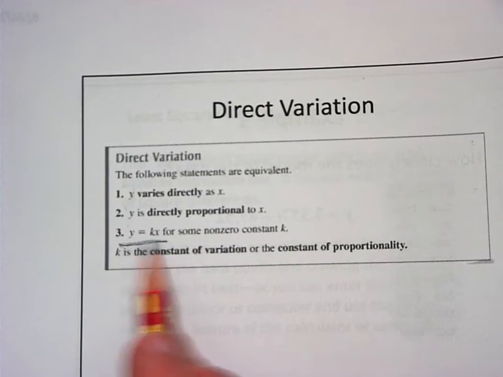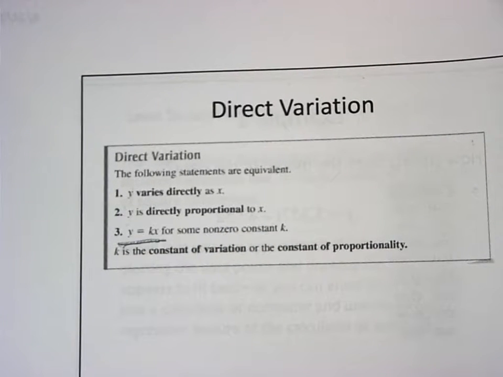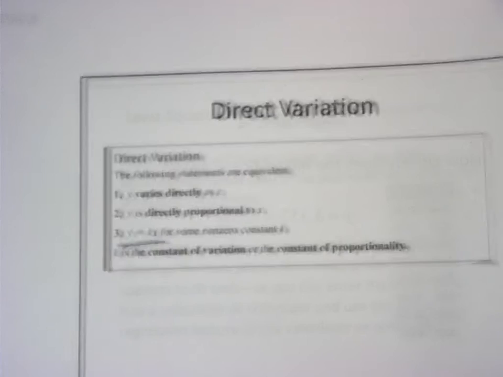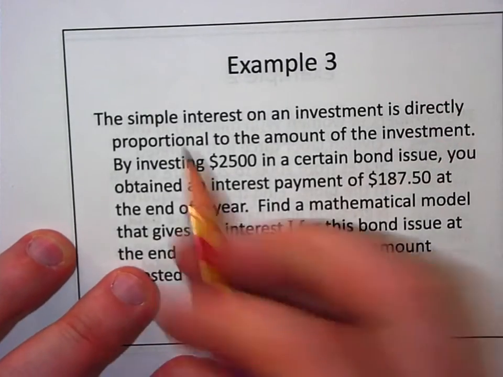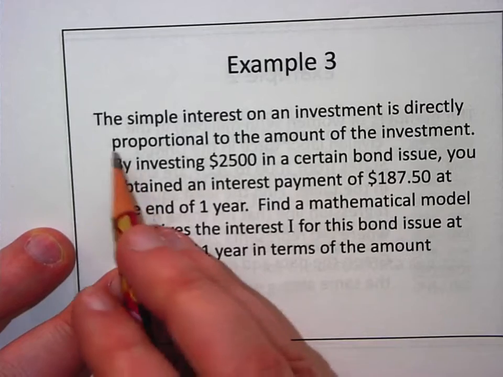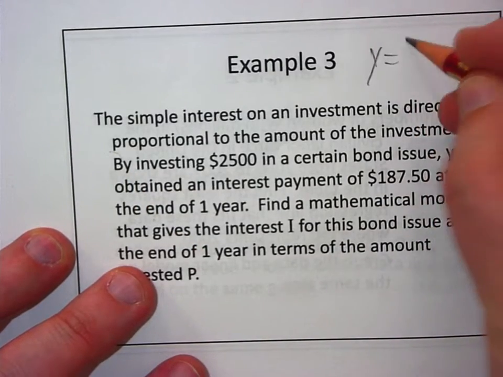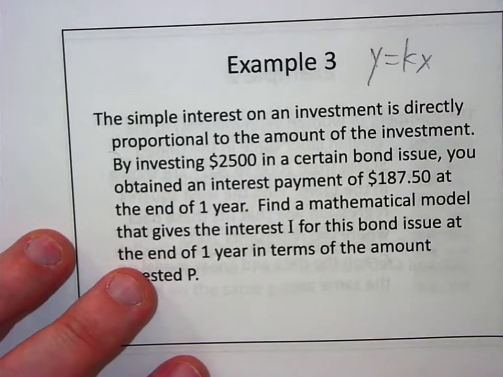These all translate to y equals kx. K is some constant that's a multiplier that you're going to use, but otherwise it's always going to be that constant relationship. So K is for constant. So if I have a problem that gives me that they're directly proportional, this one says simple interest on an investment is directly proportional. So that tells me I'm going to use this, y equals kx.